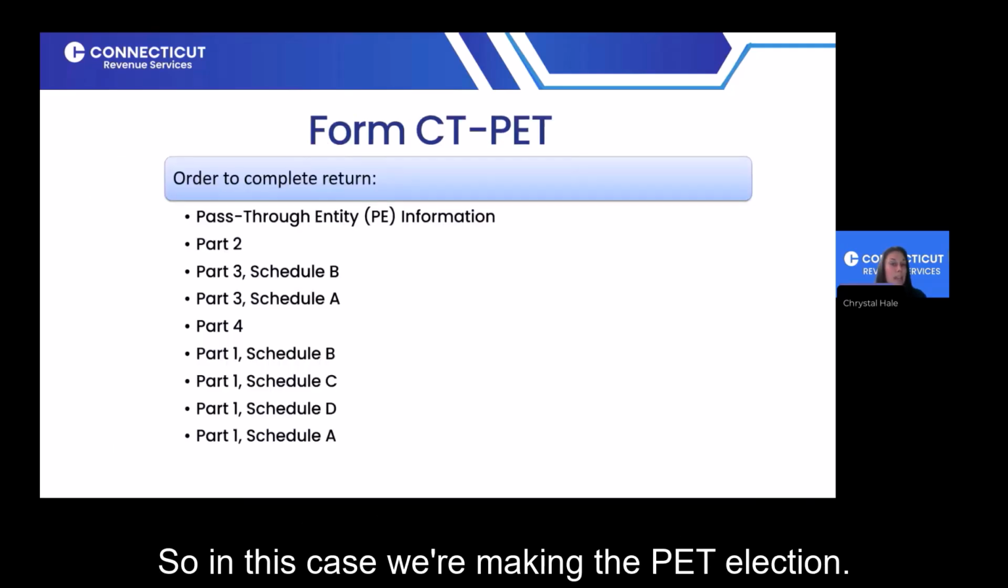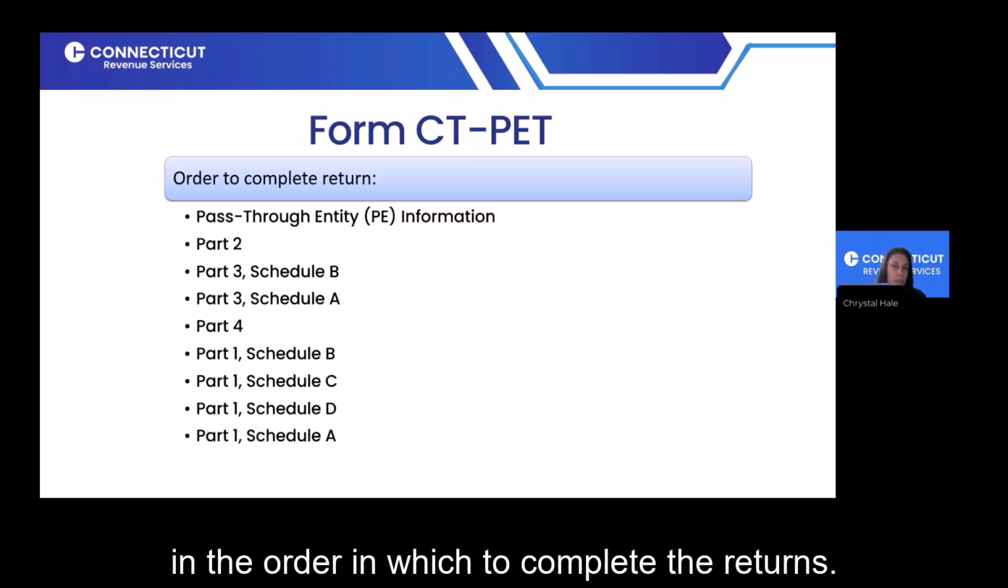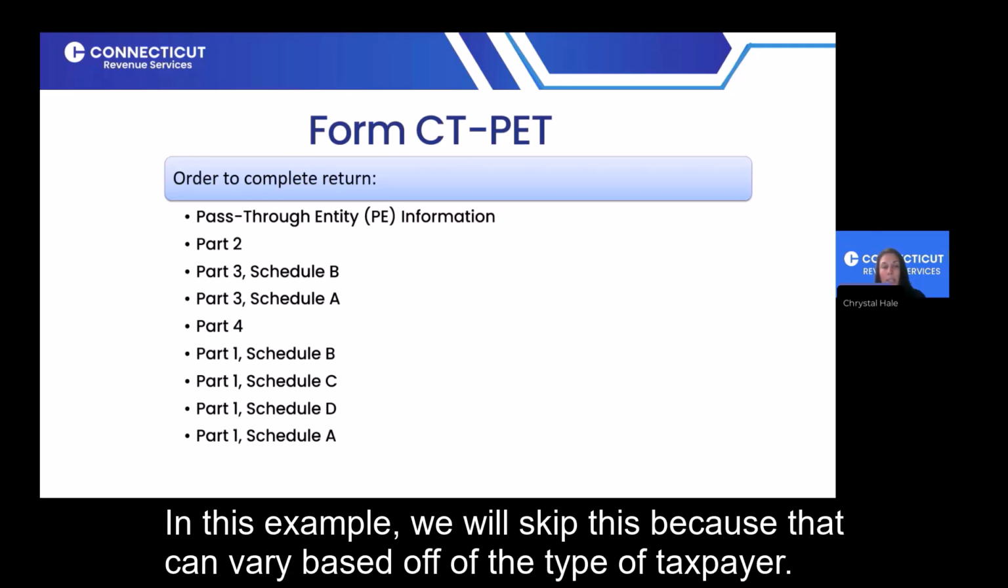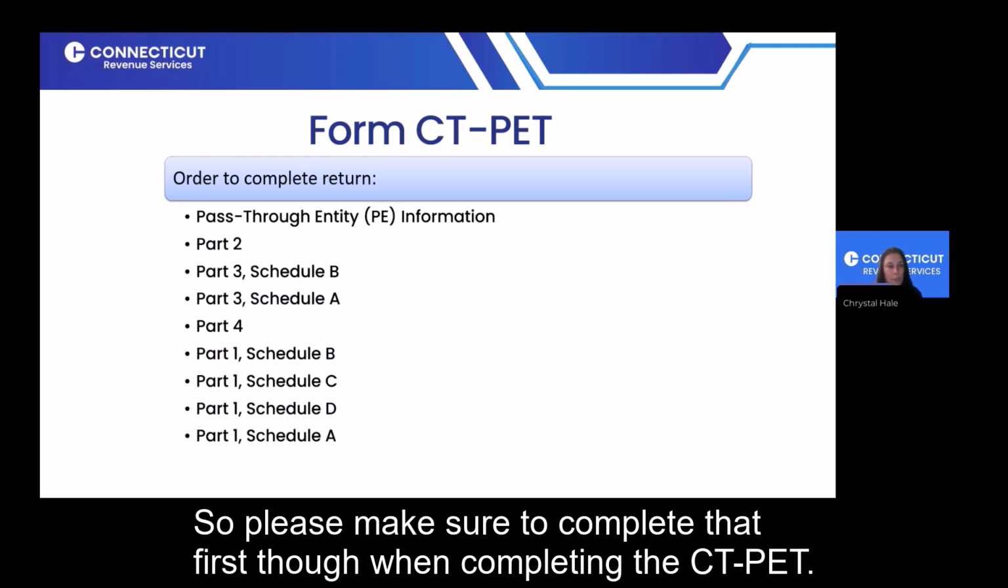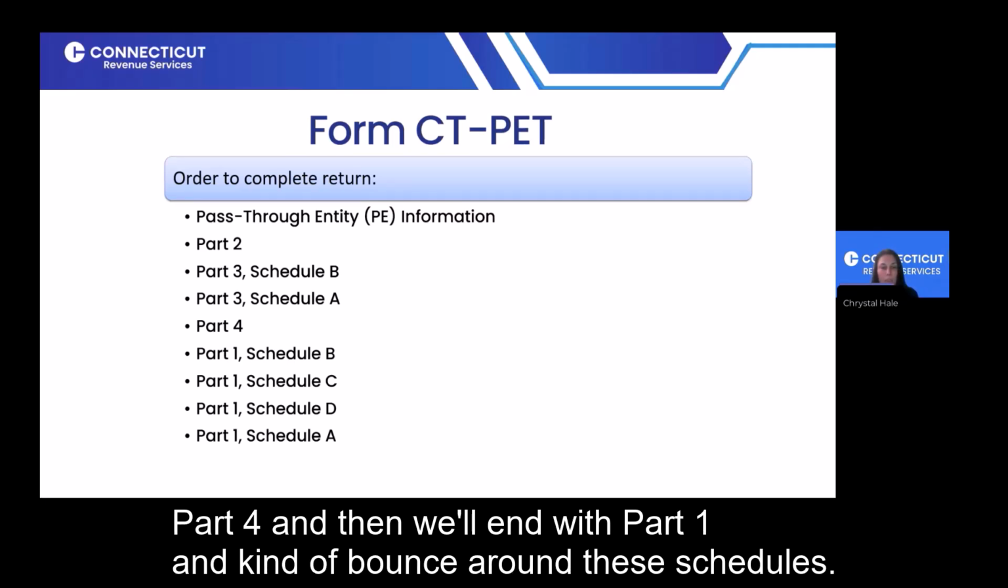So in this case, we're making the PET election. First we'll complete the form CT-PET in the order in which to complete the returns. This includes completing the pass-through entity tax information. In this example, we will skip this because that can vary based off of the type of taxpayer. So please make sure to complete that first, though, when completing the CT-PET. Next, we'll go over Part 2, Part 3, Schedule B and A, Part 4, and then we'll end with Part 1 and kind of bounce around these schedules.